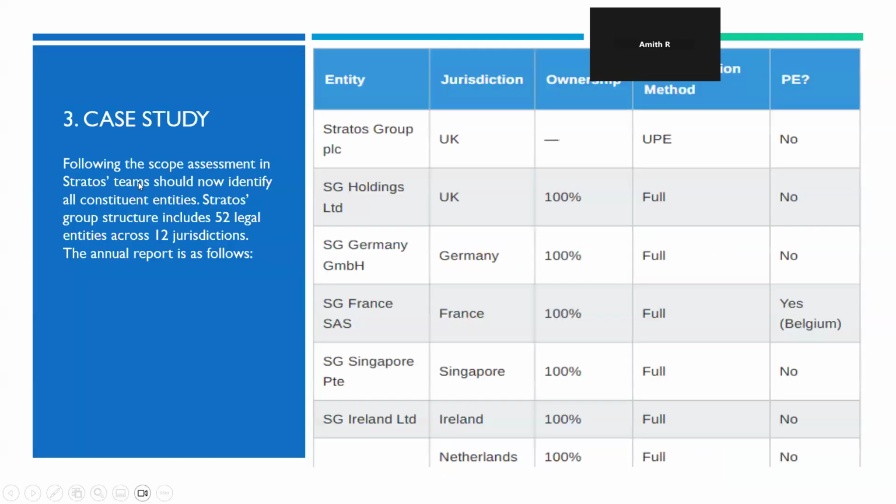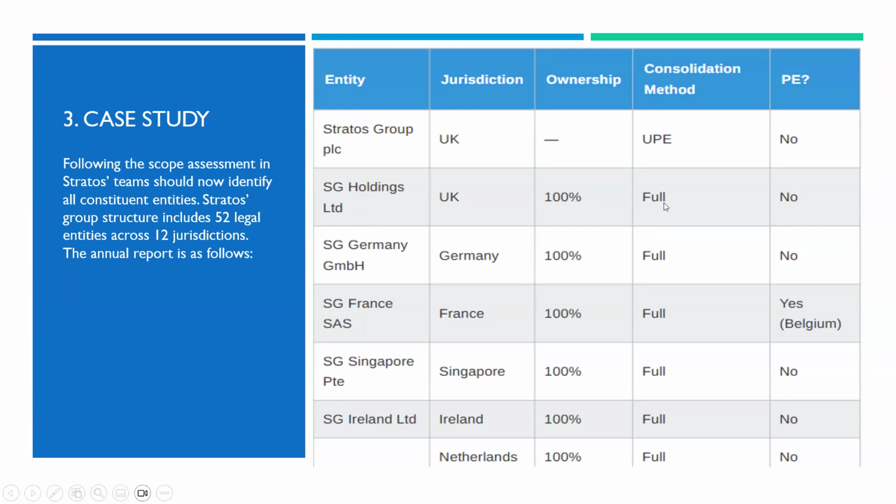So this is a company, Stratos Group PLC. There are 52 entities across 12 jurisdictions, and they have given the annual report. You have to tell me whether each is a constituent entity or not. So Stratos Group PLC, UK. You can even nod your heads. I can see from here. Stratos Group PLC is the UPE. Is it a constituent entity? Yes.